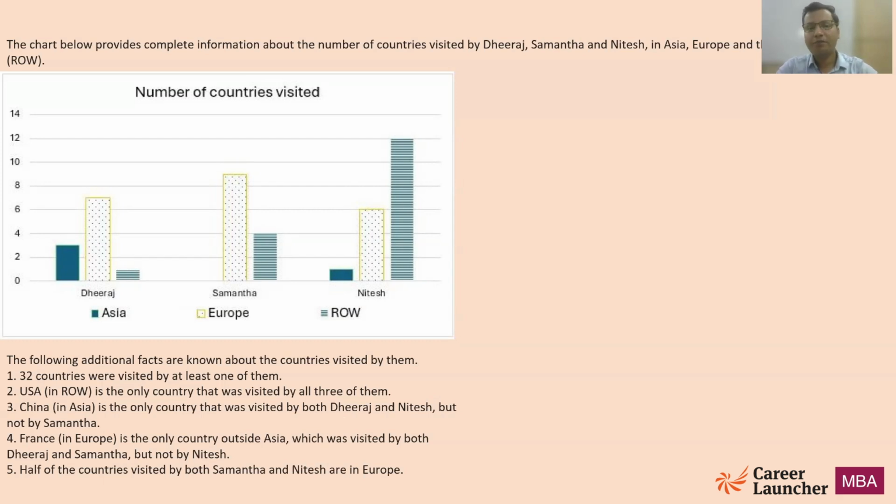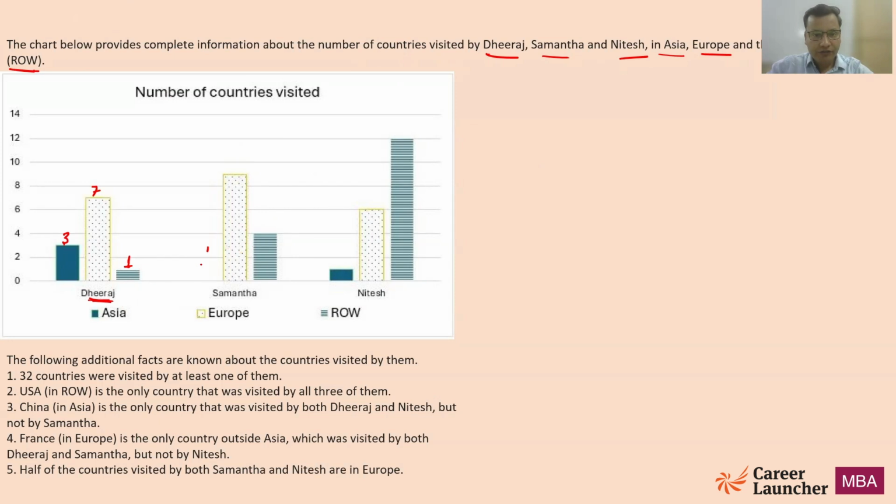The chart below provides the complete information about the number of countries visited by Dheeraj, Samantha, and Nitesh in Asia, Europe, and rest of the world. Rest of the world is denoted by ROW, right? So we look at the bar graph. Asia is 3. So Dheeraj has visited 3 countries in Asia, 7 countries in Europe, and 1 country in ROW.